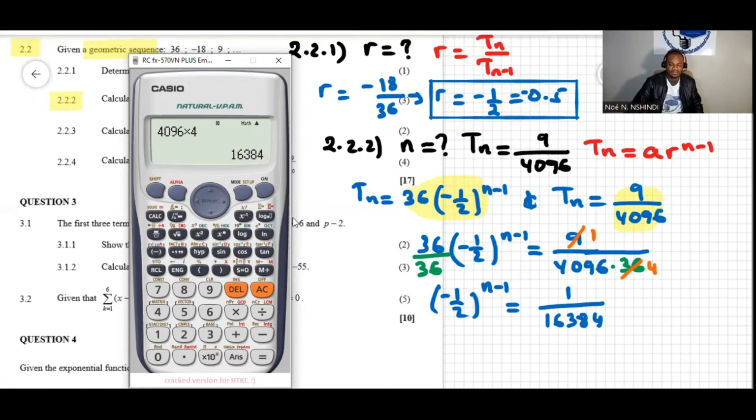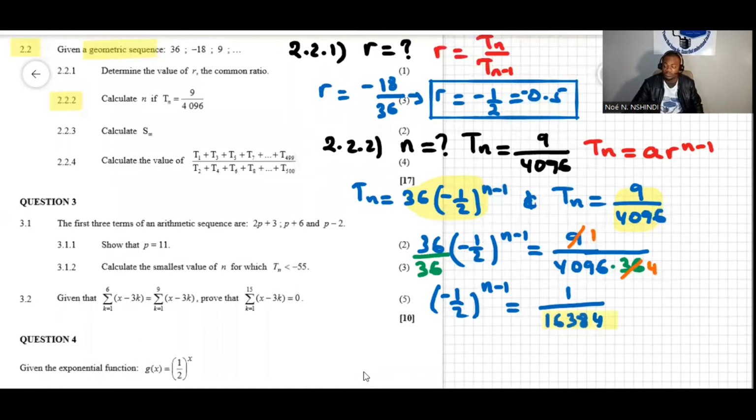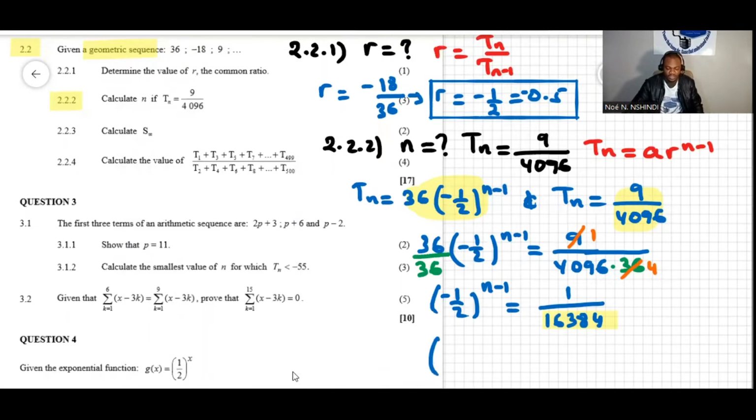We can write this denominator, 16384, in terms of its prime factor. This is what you can do. You press equal, then press shift, and then the button fact. This tells us this is 2 to the power of 14. So we have -1/2 to the power of n minus 1 equal to 1 over 2 to the power of 14.